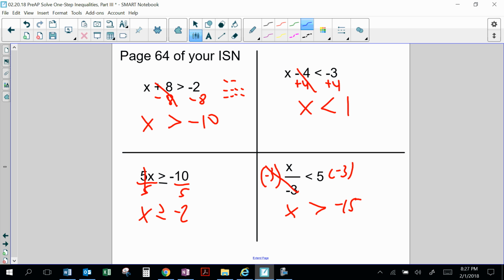Let's go back and graph this to make sure we are correct. So -15, -5, -20. No, should we do -10 here? Let's do -10 instead.